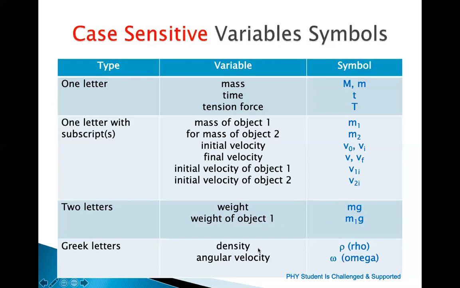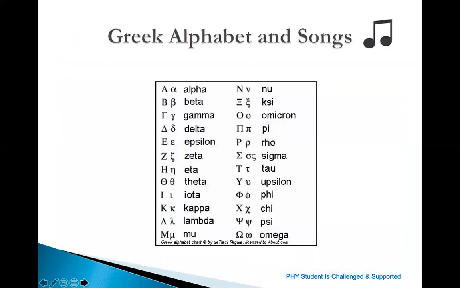Besides the English letters, we also use Greek letters to represent different properties, and we use quite a few of them. For example, density is rho, angular velocity is omega. So these are Greek alphabets.